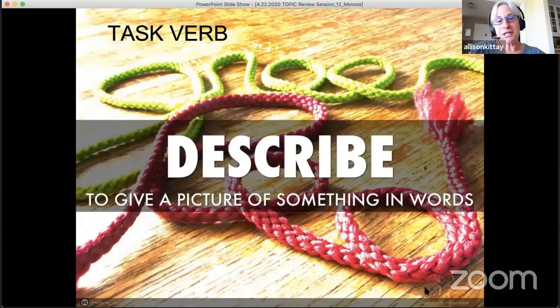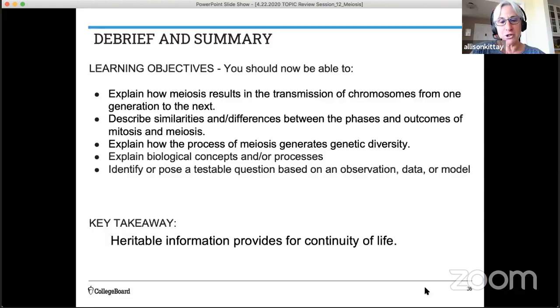All right, so your task verb this time was describe, and so you want to paint a picture using words. You want to describe it as if someone cannot see it. So here's your debrief.